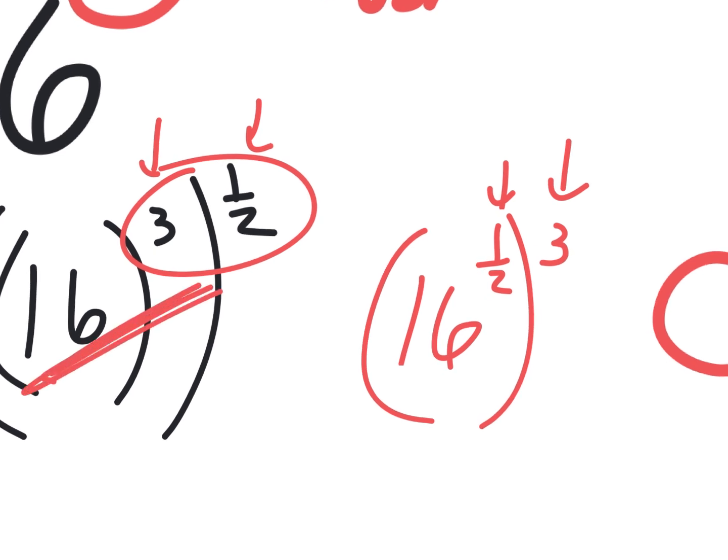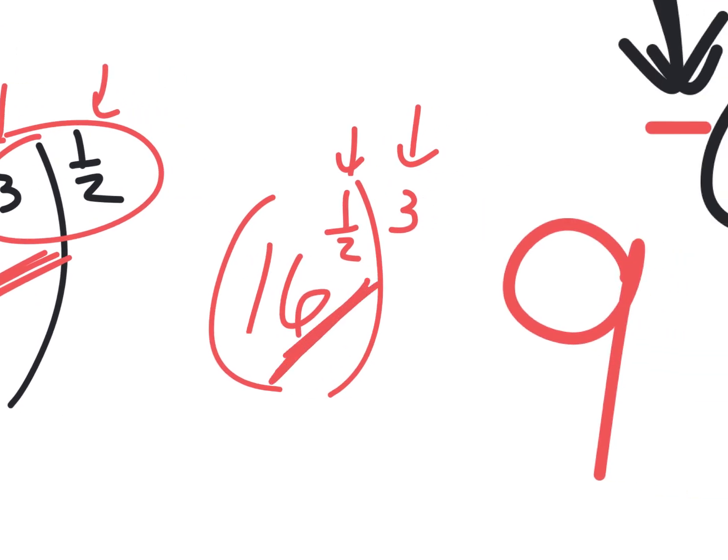So which would you like to do? Would you rather have to do the 16 to the third and then take the square root of it? I would rather do the half power, which is the square root of 16, and then put it to the third power, because I can do that in my head.